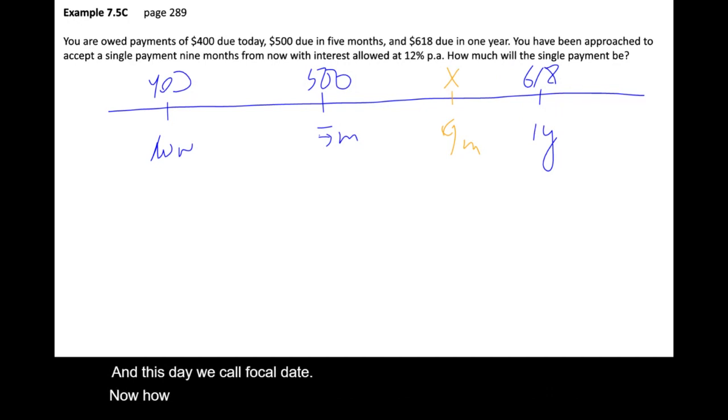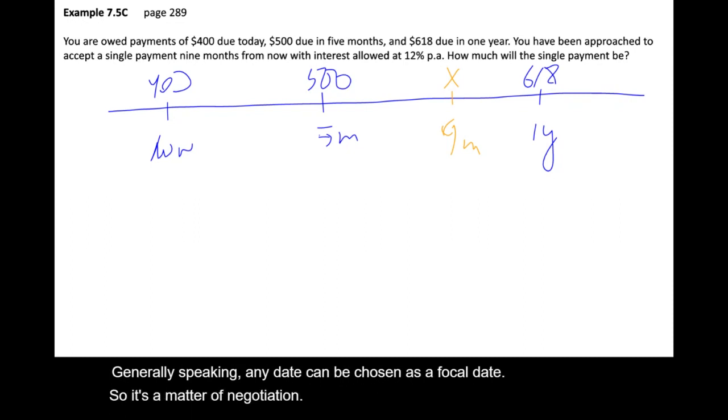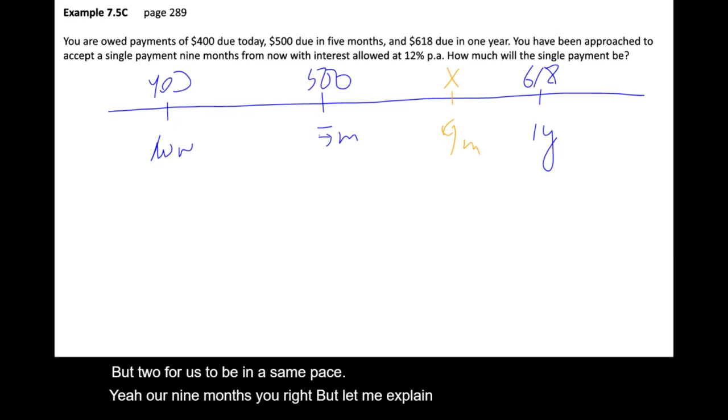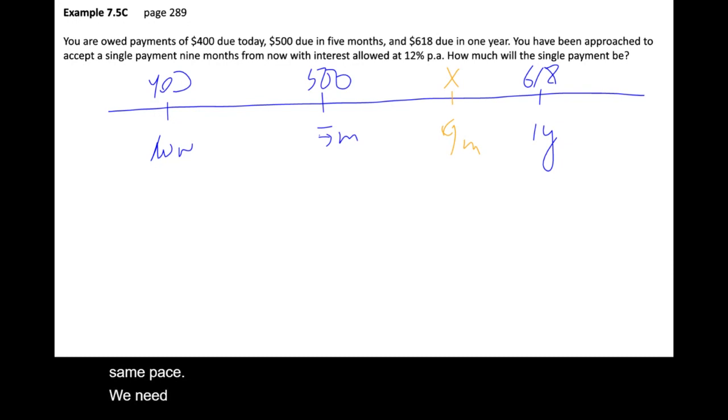Now, how to choose the focal date? Generally speaking, any date can be chosen as a focal date. It's a matter of negotiation. But for us to be on the same page, yes Alan, 9 months, you're right, but let me explain why. For us to be on the same page, we need to develop certain rules. Make sense?